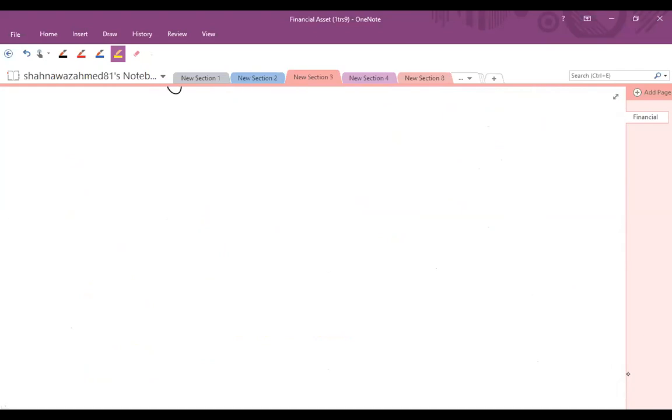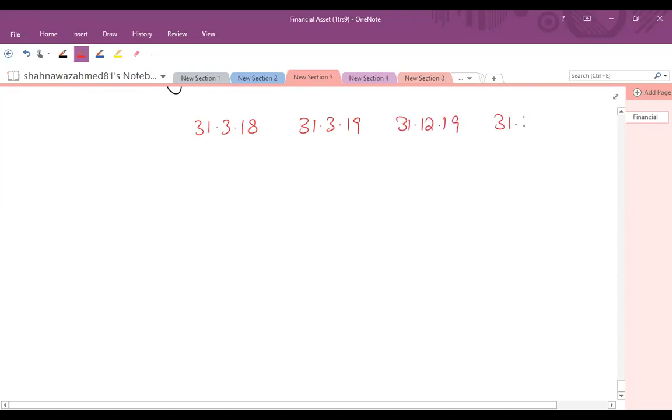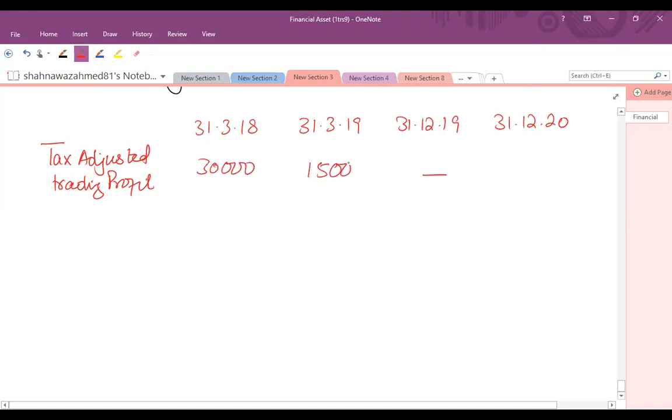So now let's make a pro forma. So we have period ended 18, we have 19, and then we have year ended 20. So tax adjusted trading profit. So this is the year of loss, and before that we have 30,000 profit and 15,000 profit, and subsequently we have 40,000 tax adjusted trading profit.